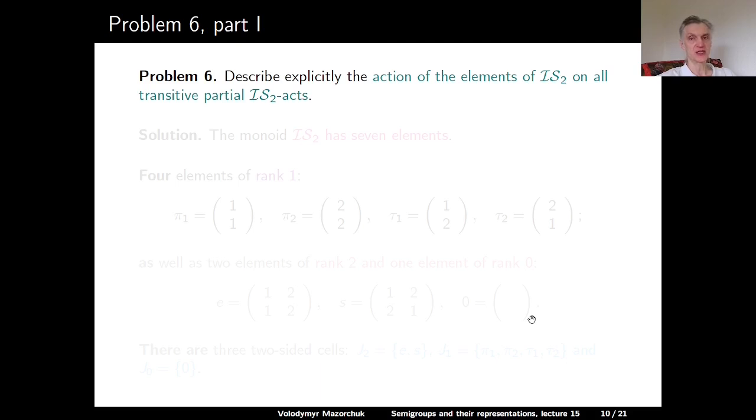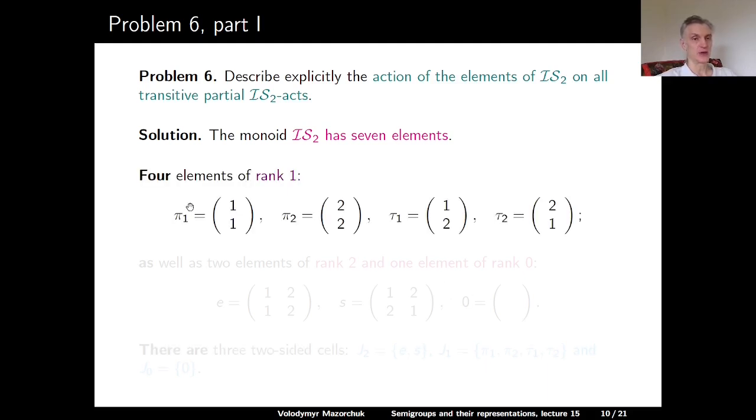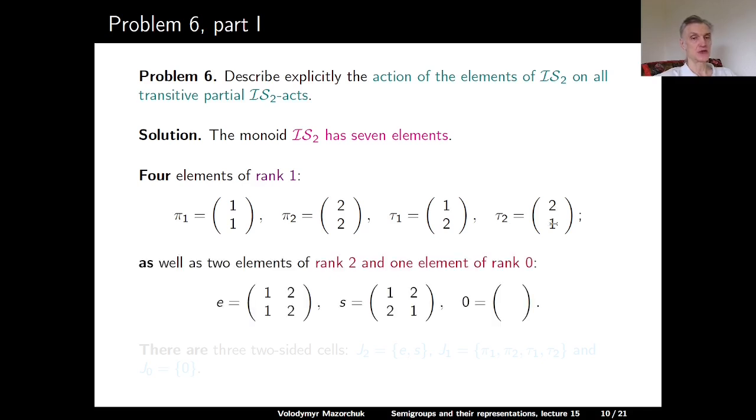Problem 6. Describe explicitly the action of the elements of IS2 on all transitive partial IS2 acts. Solution. The monoid IS2 has 7 elements. We have 4 elements of rank 1: the element pi1, which is defined on 1 and sends it to 1, the element pi2, which is defined on 2 and sends it to 2, the element tau1, which is defined on 1 and sends it to 2, and the element tau2, which is defined on 2 and sends it to 1. And we also have 2 elements of rank 2 and 1 element of rank 0. The element of rank 0 is the map with empty domain, and the elements of rank 2 are the identity element e, which sends 1 to 1 and 2 to 2, and the elementary transposition s, which swaps 1 and 2.